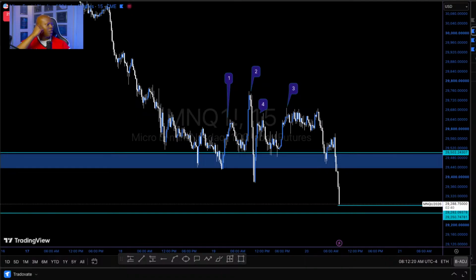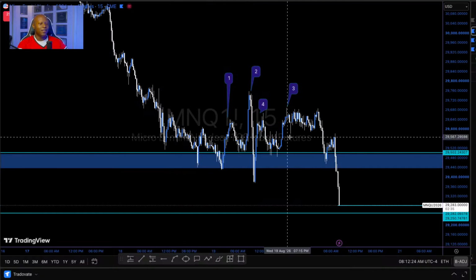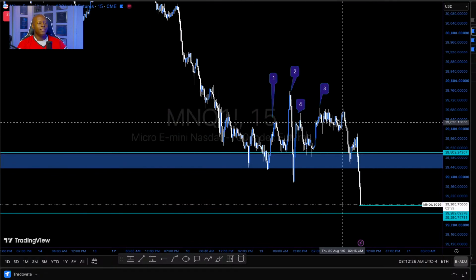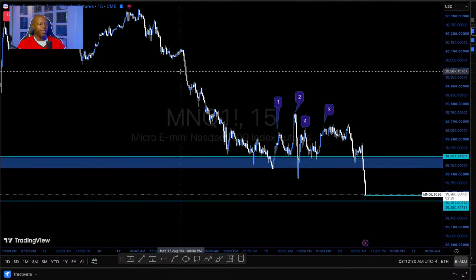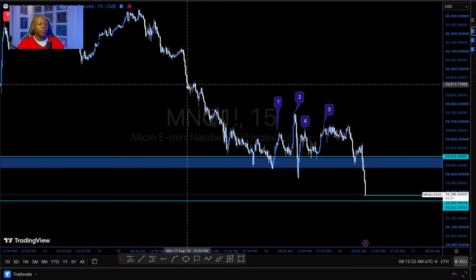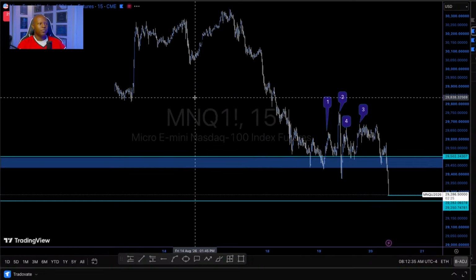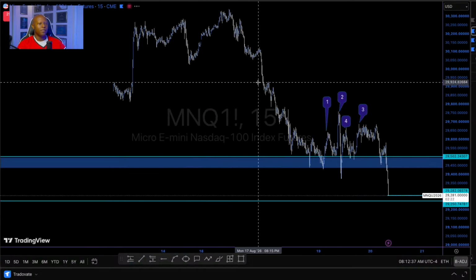I love how NQ dumps pre-market every day. Yeah, it did dump pre-market here today, but that's good because it leaves us some nice price action, right? Those days where we get that market to move pre-market, it typically leaves a little bit of price action for us to capitalize off of.